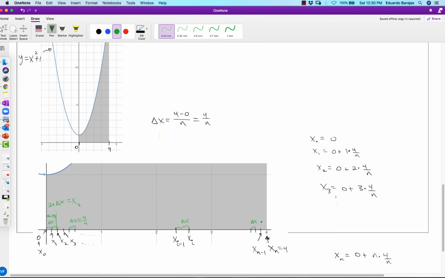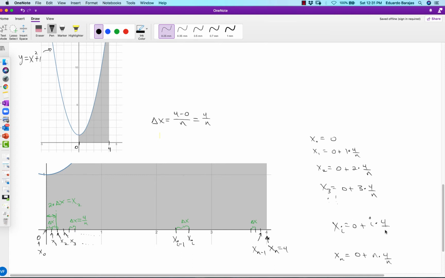Good. And establishing the same pattern as before, as we keep going, we see that the x sub i, let me erase this, the x sub i is equal to 0 plus i times 4 over n. There are i number of delta x's from there all the way out to there, right? When we had x sub 1, there was 1 delta x. When you had x sub 2, there were 2 delta x's. Then 3 delta x's, 4 delta x's, so on and so forth. So when we get to the x sub i, there are i multiples of delta x to the left of it. Good? Okay, so that's what that means.